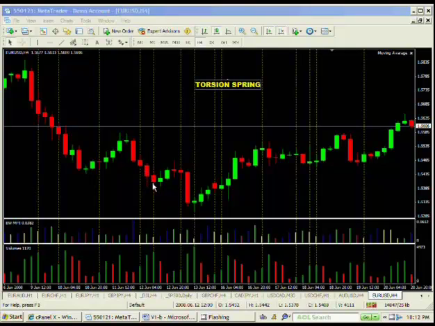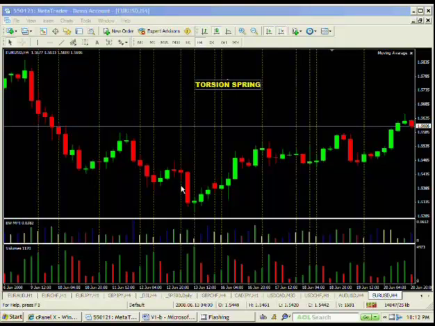And when we talk about continuing down, we're talking about for the next 2 or 3 bars or to the next support or resistance level. And we see here that this bar broke below our torsion spring here, but on this bar it broke and there was so much power.